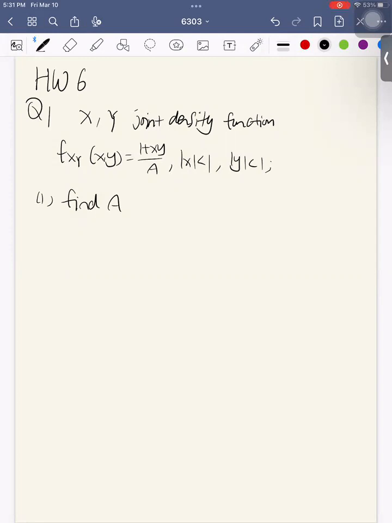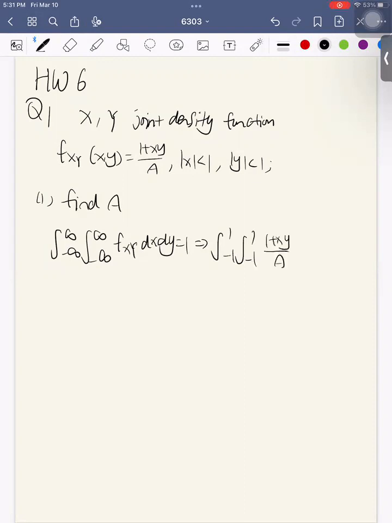Since it's a joint density function, to satisfy that, we can say this integral is equal to 1. After solving this integral, we can find the A. Solving this integral here, we get that A is equal to 4.